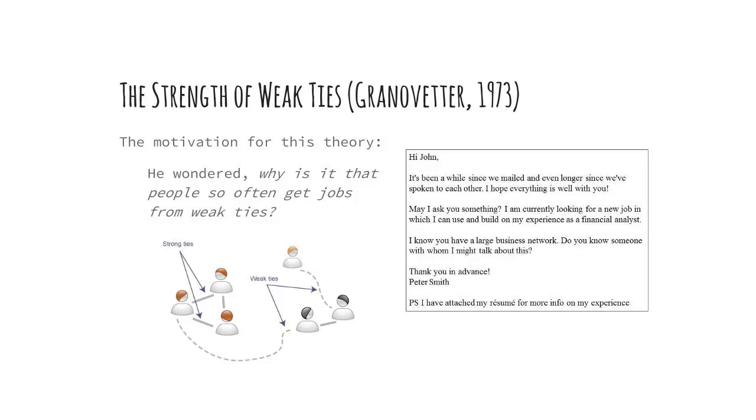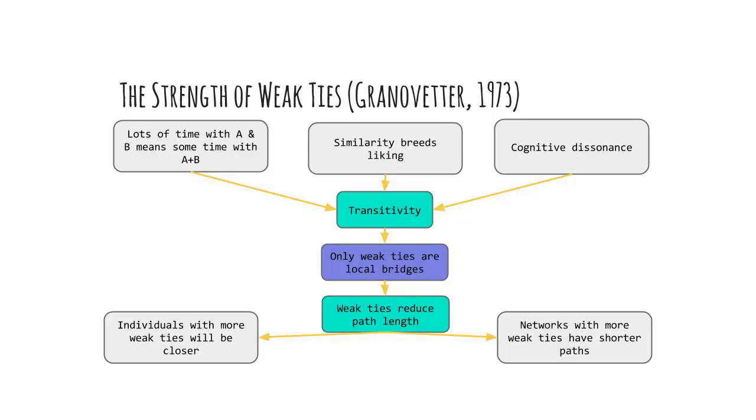Here's the summative full story or full theory in response to these two major research questions that I outlined in the previous slide. Granovetter found that if a person spends a lot of time with person A and person B, they'll most likely spend time with person A and B together at some point. The similarities that people have breed liking.